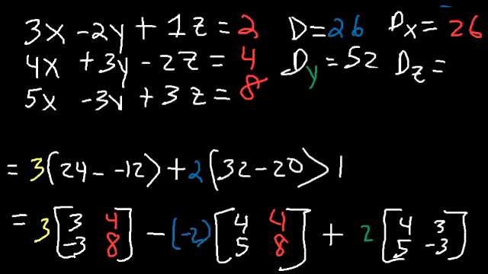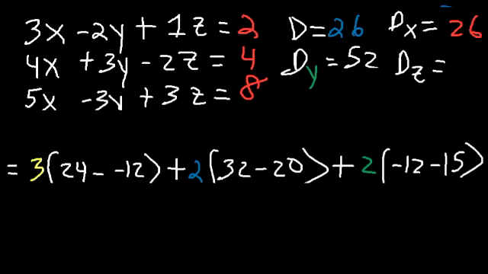This is a very long process. And then plus 2 times 4 times negative 3, which is negative 12, minus 3 times 5, which is 15. Alright, so we're almost done. 24 minus negative 12, that's 24 plus 12, which is 36. And 3 times 36 is 108.